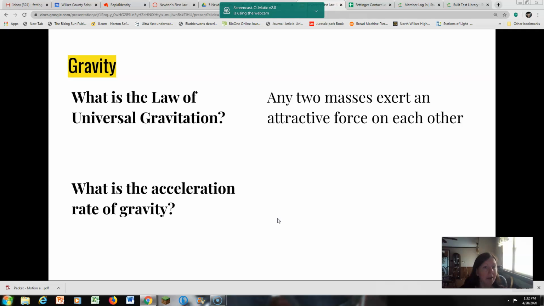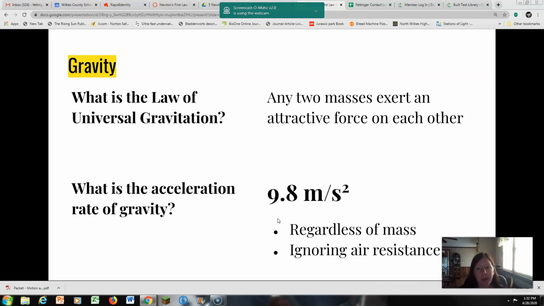Okay, next we're going to look at the acceleration rate of gravity, and it is 9.8 meters per second squared. This is a number that you need to learn because we're going to use it in some of our calculations as we go forward. And one thing to keep in mind is that this acceleration is only true if you ignore air resistance. Because as we talked about earlier, if you do drop a piece of paper that's balled up versus a flat sheet of paper, they are going to fall at different rates. And the reason is because of that air resistance.